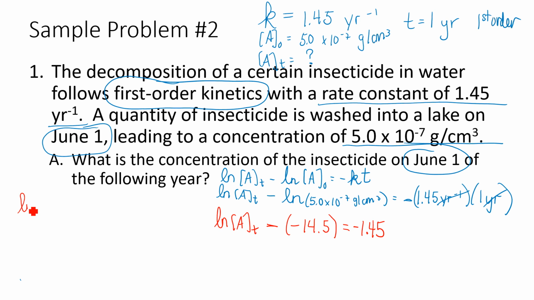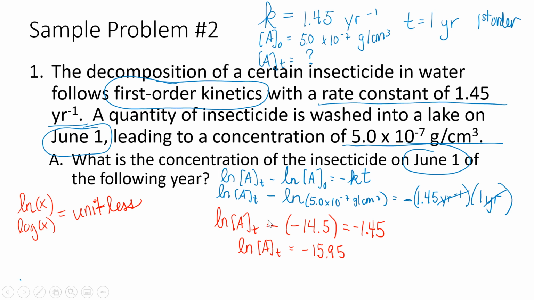If you take the natural log of something, or the log of something, you will get a unitless value. So log values are unitless. Okay, so now I'm going to rearrange this. The natural log of A sub t is going to be negative 15.95 when I rearrange this, because then you're going to be adding a negative. And so again, just be really careful with sign. That's a way you can easily make mistakes on this type of problem, getting all our negatives mixed up there.